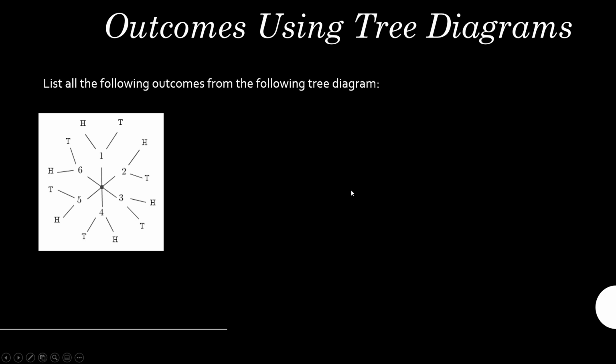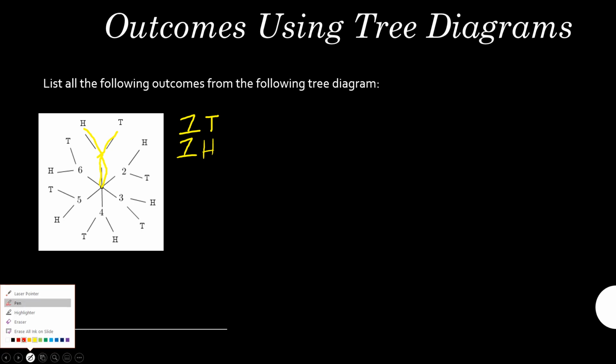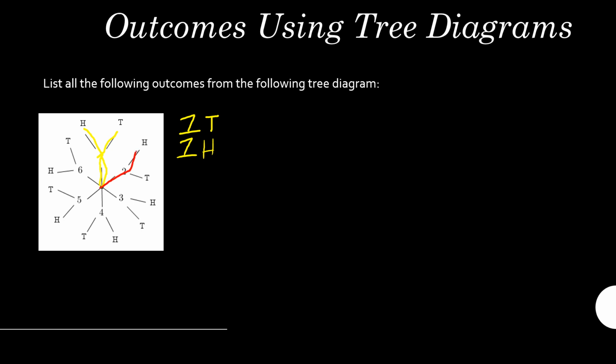So again, this is the same idea, but this tree diagram is one of those circular ones. So you can start anywhere you'd like, remember, but you're always starting here. So I'm going to spin a roll of 1 and then go to tails. So 1, tails, or I could roll a 1 and go to heads. I could then roll a 2, go to heads. I could then roll a 2, flip a tails. I could roll a 3, flip a heads. I could roll a 3, flip a tails.